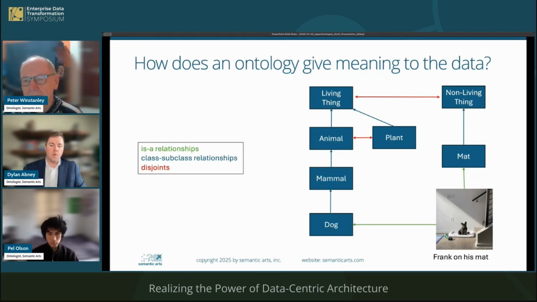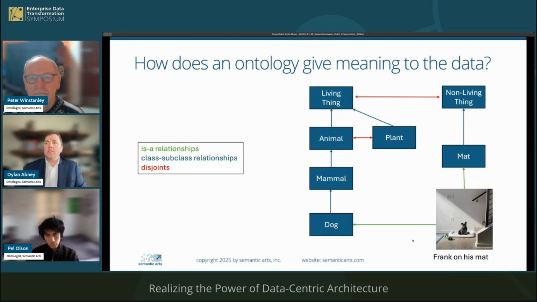So for example, if we wanted to define what it is to be a triangle, we could say, well, it's a polygon, that's its superclass, and it has three sides. So that's what makes it different from things like squares, for instance.